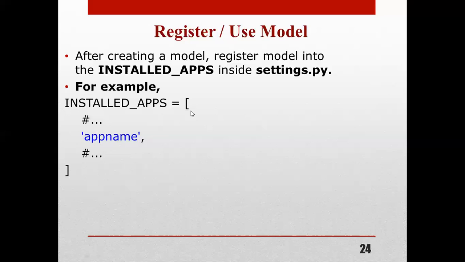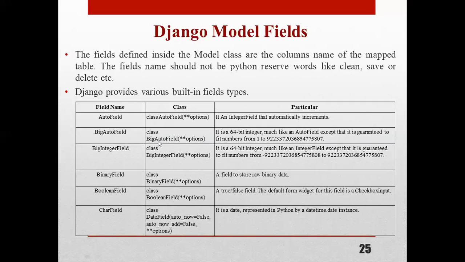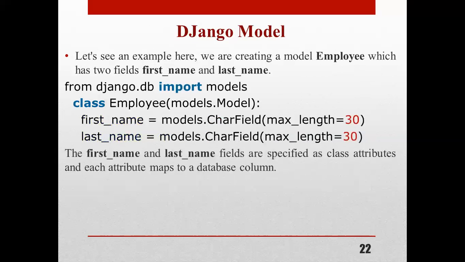So this model is registered in the INSTALLED_APPS inside the settings.py file. In INSTALLED_APPS we have to write the app name here. Then there are several model fields. These Django model fields defined inside the model class are the column names. Here we have created one class. We have seen one example for the employee. So these are the attributes, or the column names, for that model.